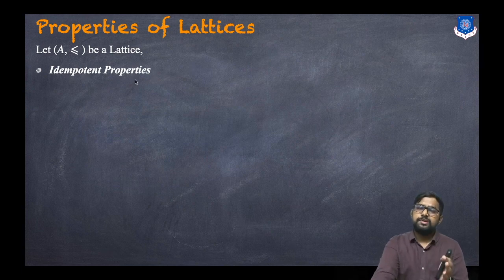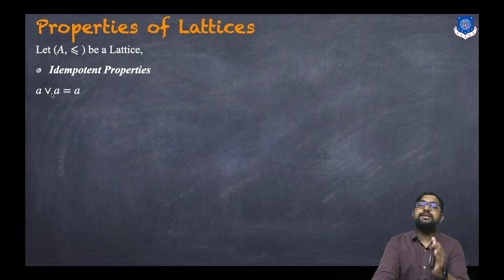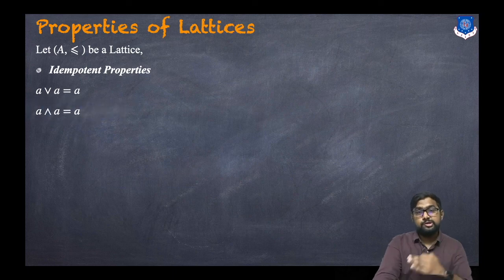So what does it mean? A ∨ A equals A. Now what is this symbol ∨? It means the least upper bound. So the least upper bound of A and A equals A, that is, the least upper bound of itself is A. In the same manner, the greatest lower bound of the same point is itself.